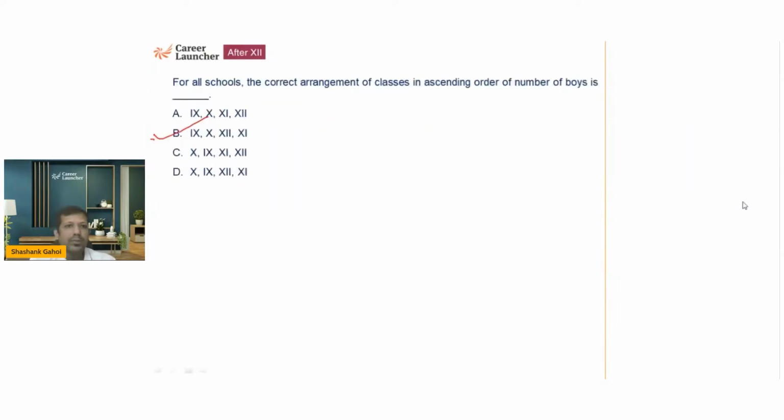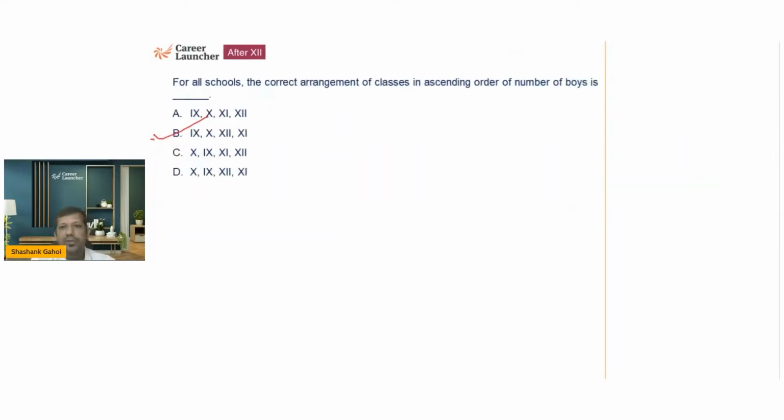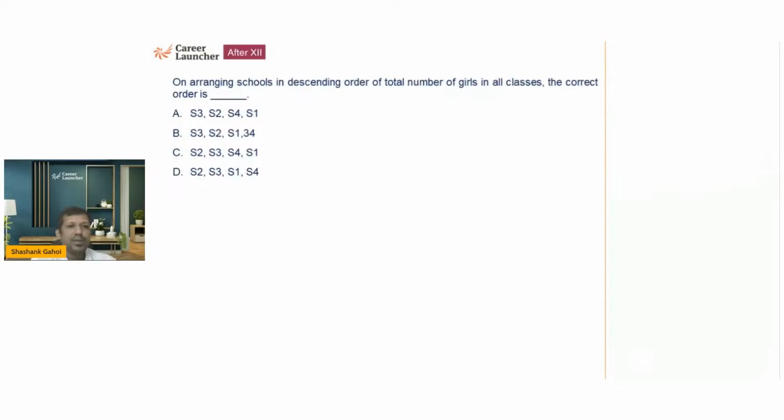Now, what is this question talking about? The total number of girls in the descending order. Okay. So the least are in S1, and the highest are in S3. So S3, S2, S4, and S1. S3 is largest. S3, S2, S4, and S1. That is going to be option A. So simply calculate the values, calculate the numbers, and you can easily get the answers.